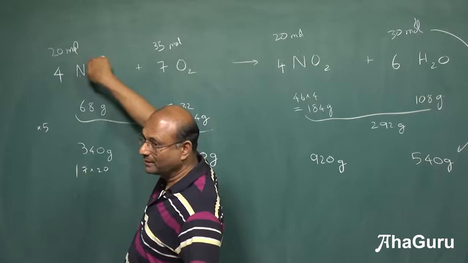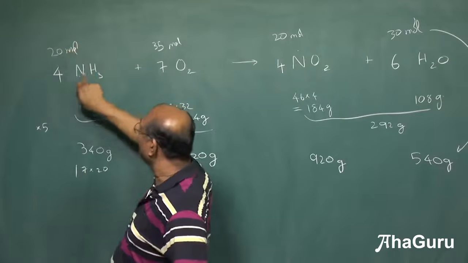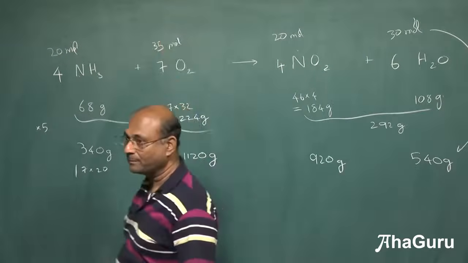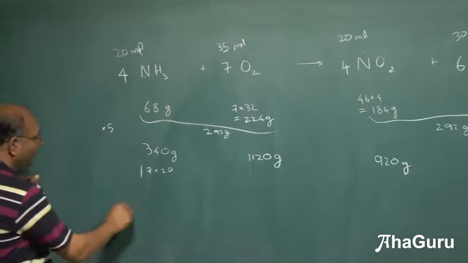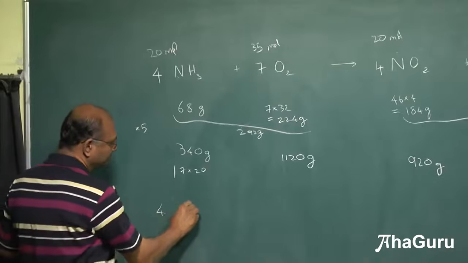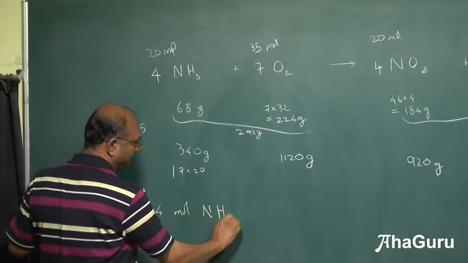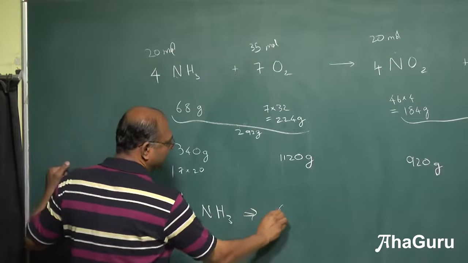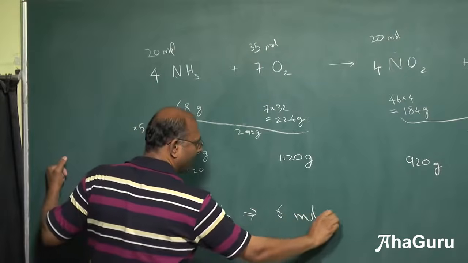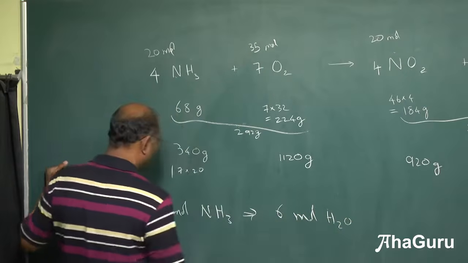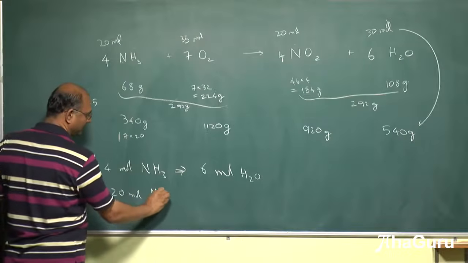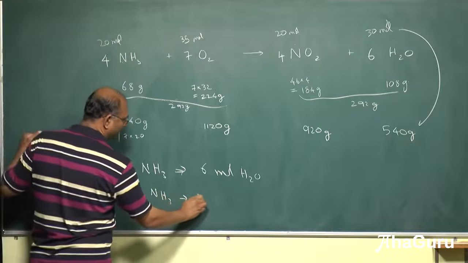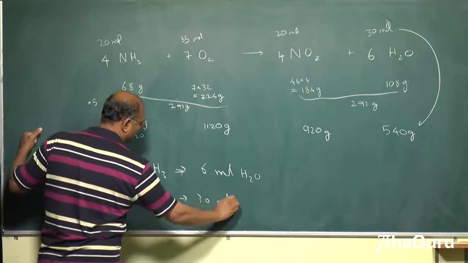moles of ammonia. But 20 moles of ammonia, for 4 moles, you had 6 moles of water. So for 1 mole, so you can also argue like this. 4 moles of ammonia produces 6 moles of water. 20 moles of ammonia will produce 30 moles of water.